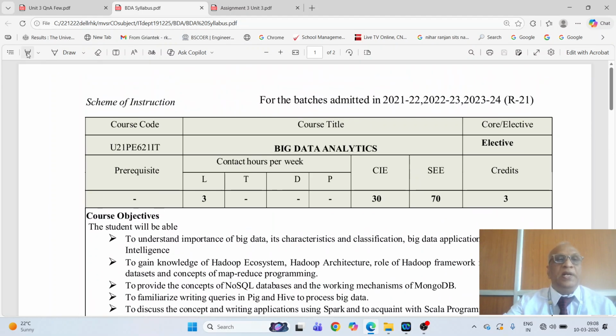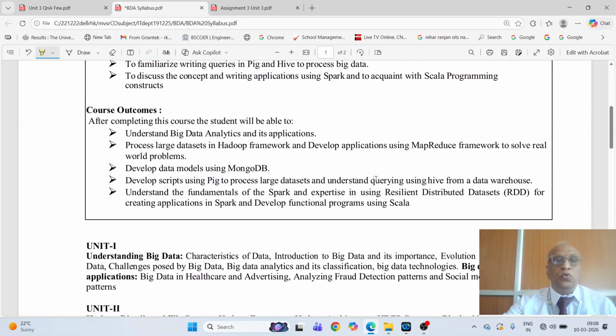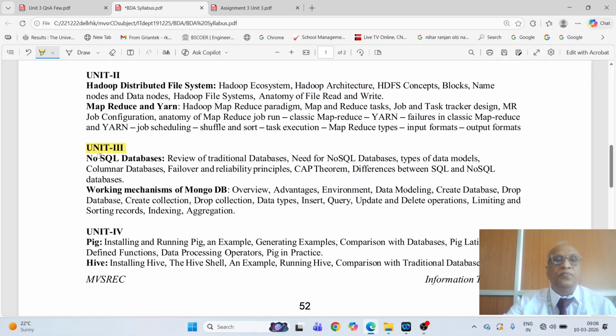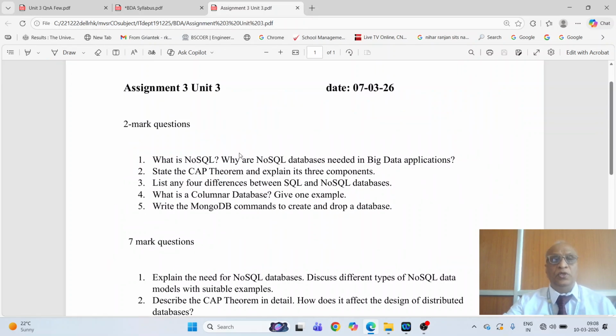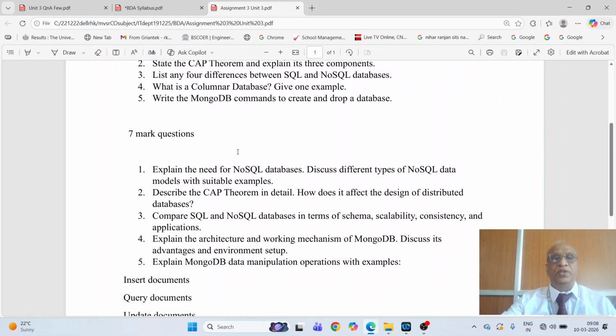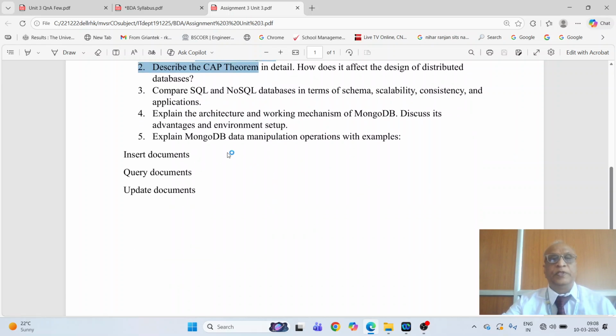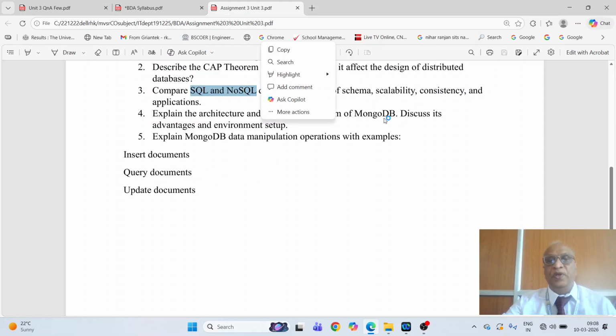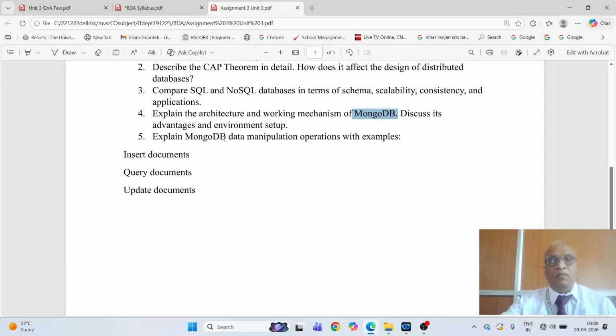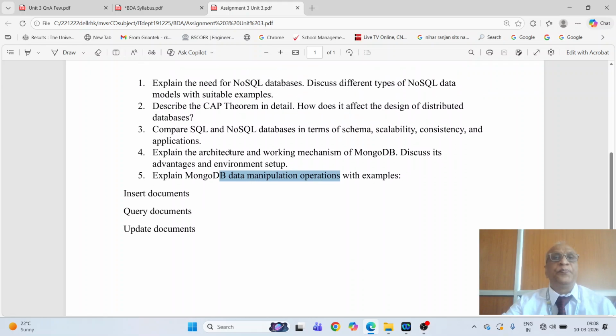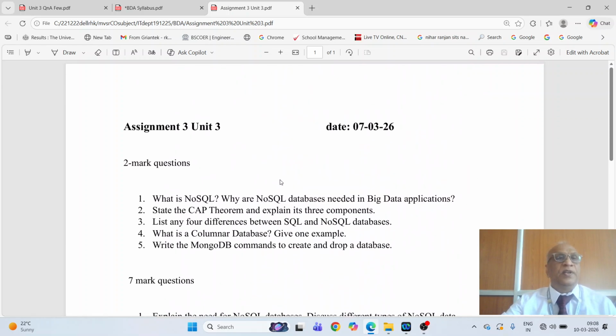For the subject Big Data Analytics, Unit 3 comprises majorly NoSQL databases and MongoDB. And from the exam point of view, these are a few of the important questions: why we need NoSQL, CAP theorem, comparison of SQL and NoSQL, architecture of MongoDB, MongoDB data manipulation operations. So these questions and answers discussion will be there in today's session, which will help us in preparing for the exam.